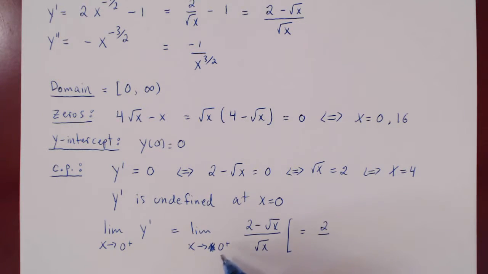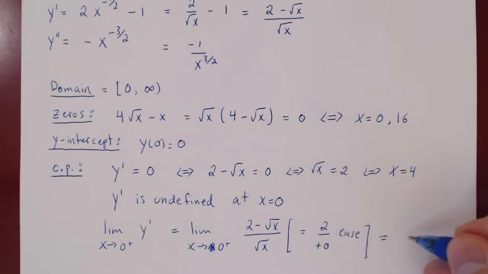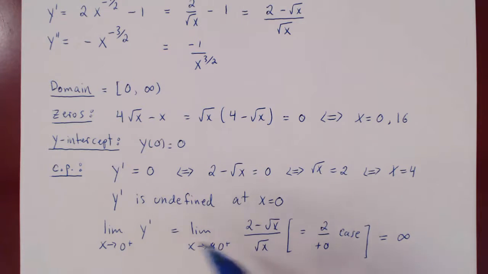Over, as x goes to 0 from the right, root of x will also shrink to 0 but always remain positive. So we have a 2 over positive 0 case, which gives us positive infinity. So you see, when we approach x equals 0, the derivative blows up. And if you think of it, if a derivative approaches infinity as x is approaching 0, well, the tangent line must be getting steeper and steeper and steeper. Therefore, around x equals 0, the tangent line will be almost vertical. Therefore, the curve will almost be vertical around x equals 0.